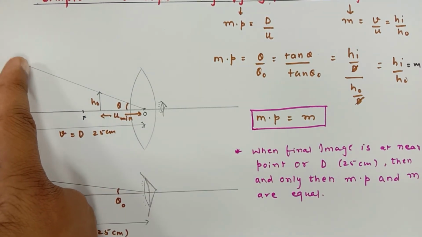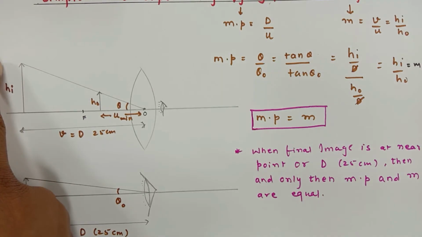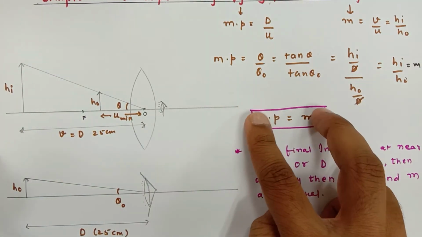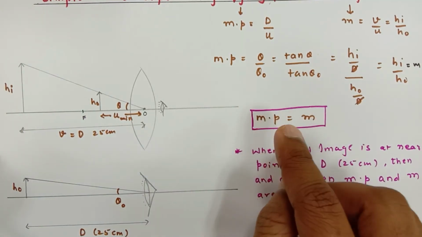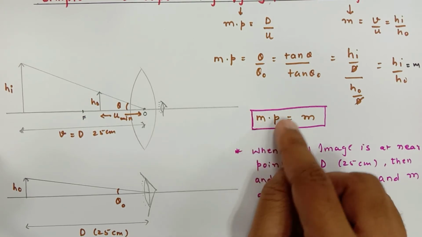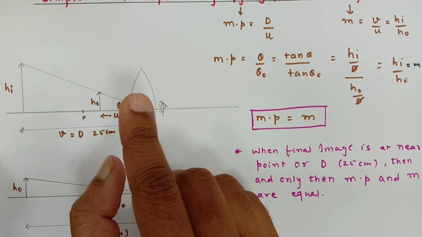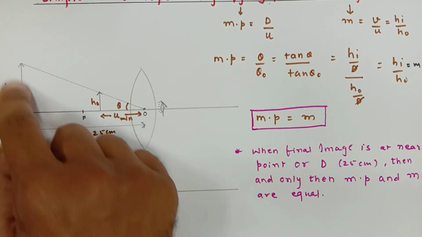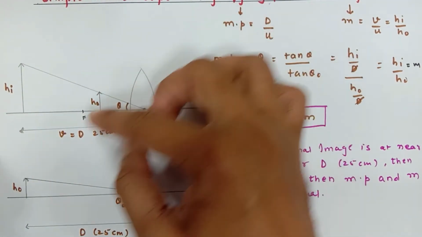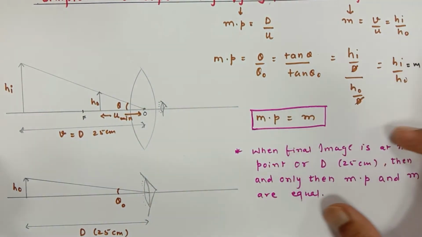So if this image would have been formed at say 30 centimeters, then these two will not be equal. So magnification and magnifying power are only the same under one situation, that is when the final image through the simple microscope is at D. That's what I have mentioned over here, people.